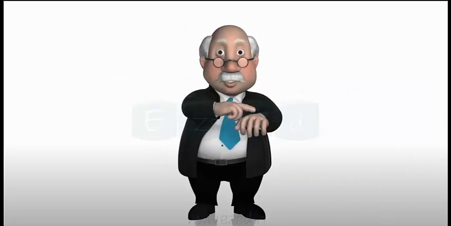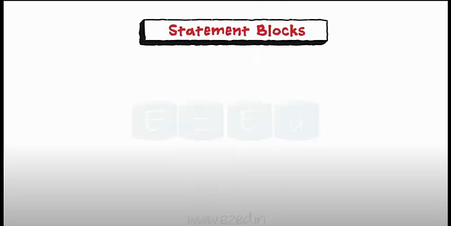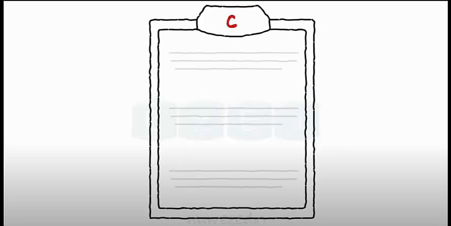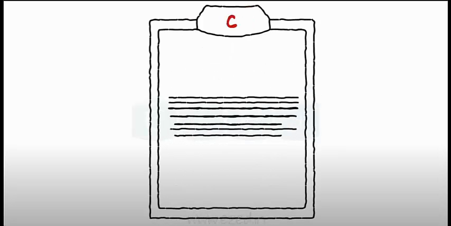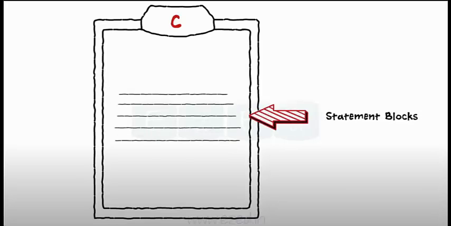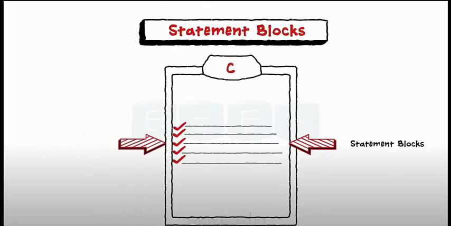Hey, it's time to concentrate now. Let's study what statement blocks are then. In C, various statements can be grouped together into one block using curly brackets, called statement blocks. A sequence of statements can be made to function as a syntactically equivalent single statement by enclosing them in braces.